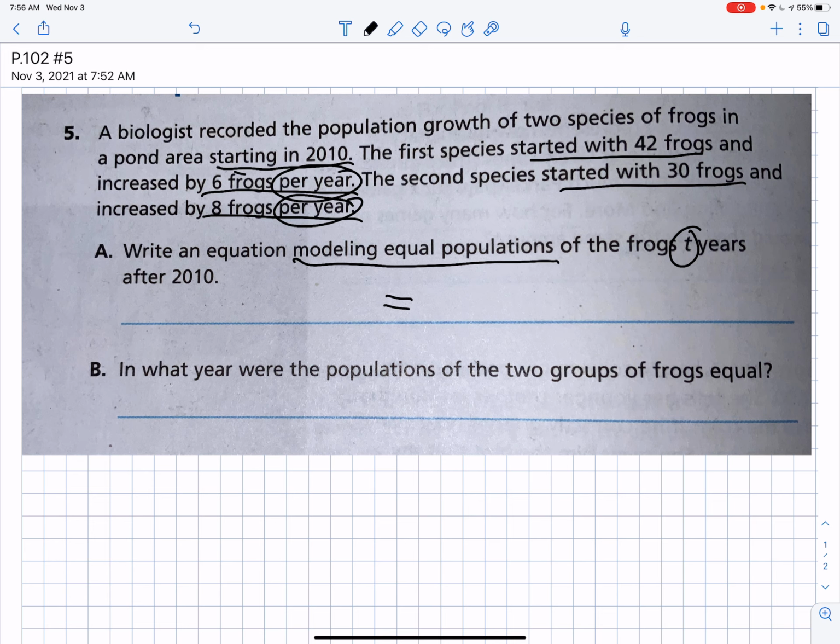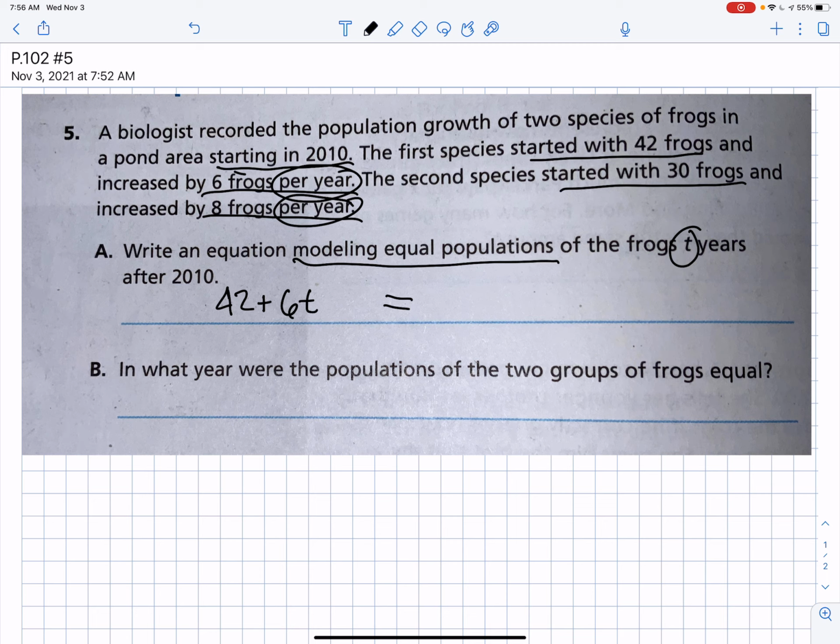So the first one, the first species of frogs started with 42 frogs. So we can just write 42. And then that increased, so that's plus 6 frogs per year. So that's 6T. So I'll let you work the second half of that equation for the second species of frogs. You should be able to come up with that pretty easily.